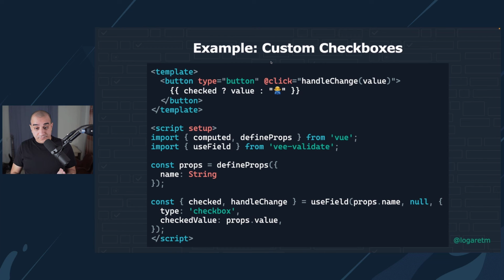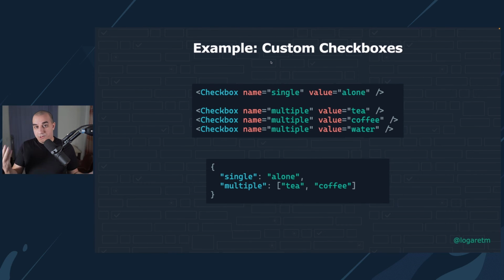Handle change will automatically understand what mode it should operate in. When the user clicks on that field, it will do one of two things. Right here, we have the two modes the checkbox will behave in. This is just the component that I showed you. The first one has only a single checkbox, called single, and vee-validate will understand that this field doesn't have any siblings, so it will operate it in single checkbox mode. When it's checked, its value will be alone. Otherwise, its value will be either undefined or false, depending on what you set.